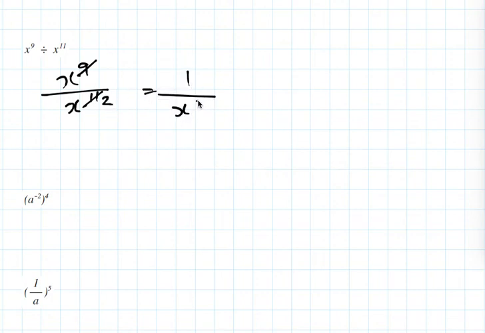x to the power of 9 divided by x to the power of 11. Now this is a tricky one, or some of you might find it tricky. All that happens is the 9 gets eaten and you just have 2 left, so essentially 1 over x squared. This can also be written as x to the power of negative 2. So either, both correct.